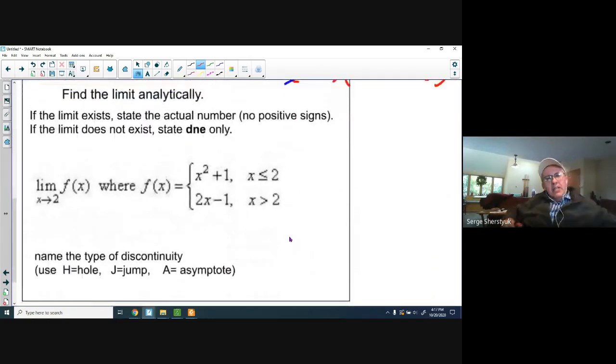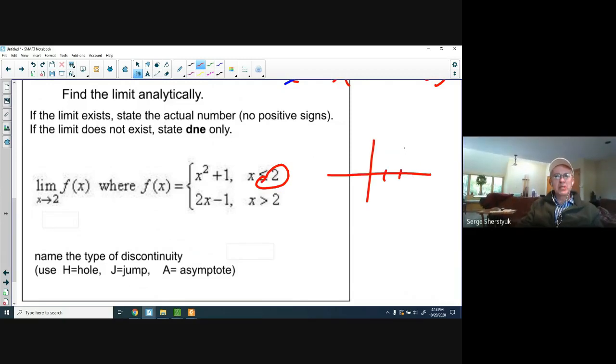All right, moving on. Find the limit analytically. State the actual number and the positive signs. Does not exist. Okay. So immediately when I look at that, I'm anticipating a jump. There's a very strong possibility of a jump discontinuity, because when it's defined in chunks, defined in pieces, that's why it's called a piecewise function. It's very possible that something happens at this location. This is at x equals 2, something drastic happens.